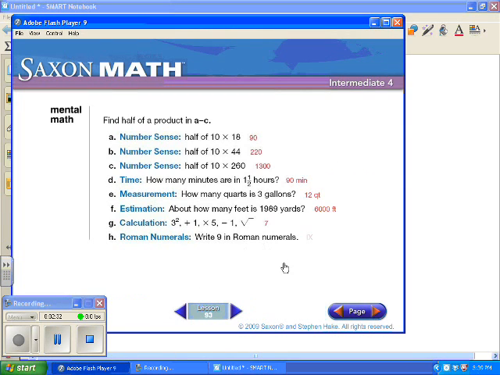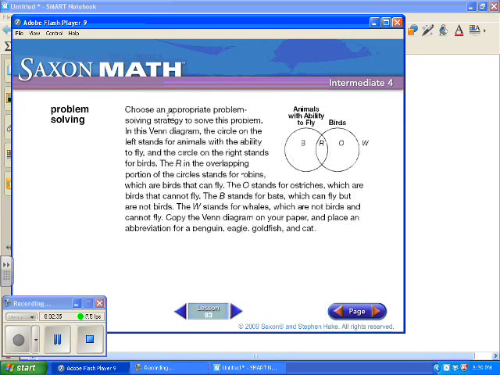Now let's look at problem solving. In this Venn diagram, the circle on the left stands for animals with the ability to fly. The R in the overlapping portion of the circle stands for robins, which are birds that can fly. The O stands for ostriches, which are birds that cannot fly. The B stands for bats, which can fly, but are not birds. The W stands for whales, which are not birds and cannot fly. They're totally outside of both of those circles.